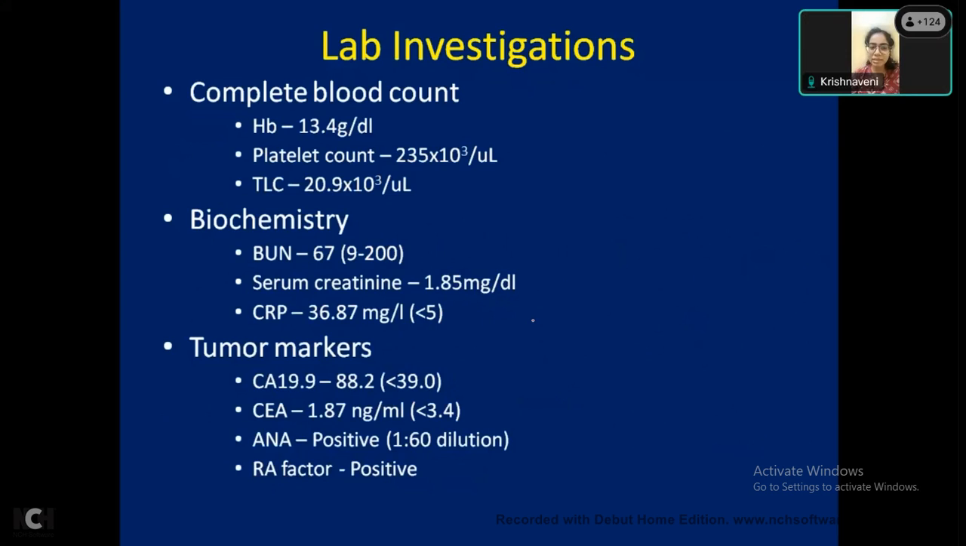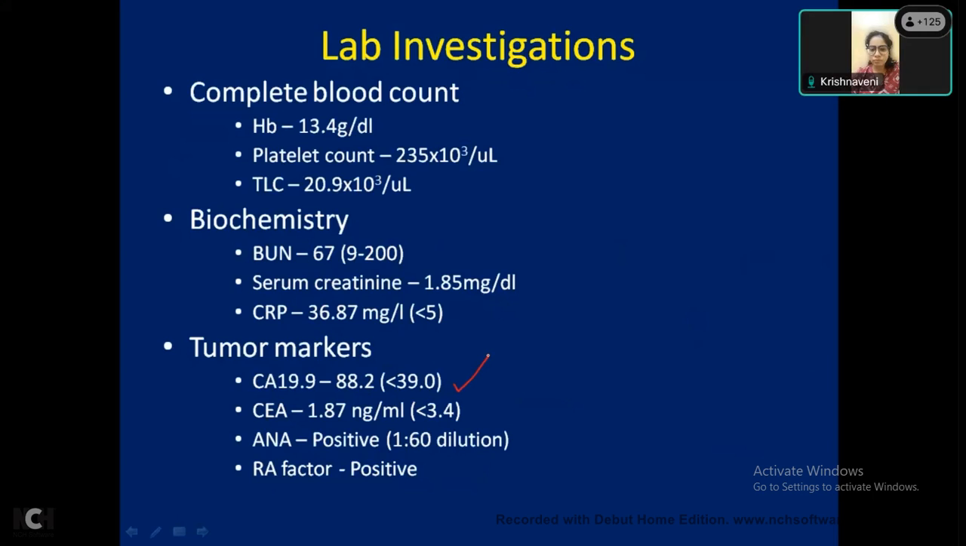So the CA 19.9 is elevated, which can point towards an adenocarcinoma. So do you think for a pancreatic malignancy, a CA 19.9 of 88.2 is significant enough to cause inguinal lymph nodes and all that stuff?